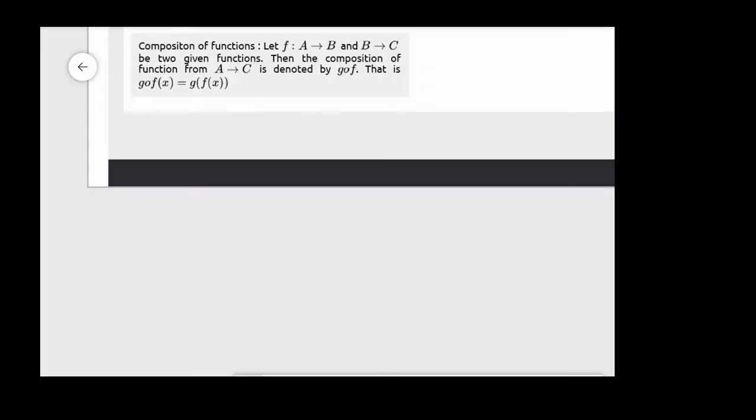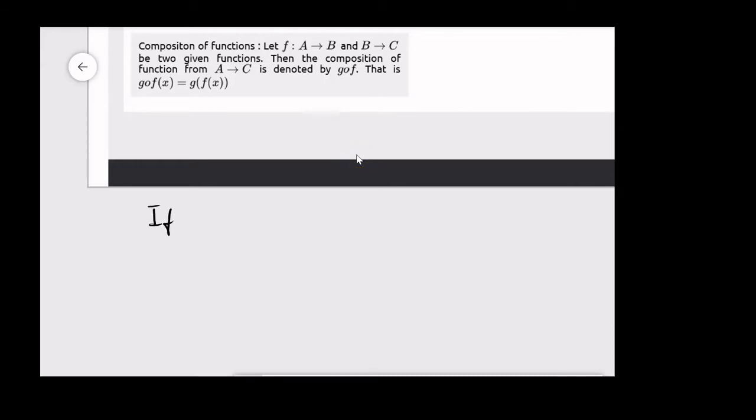Composition of functions. Let f: A to B and g: B to C be two given functions. Then the composition of the function from A to C is denoted by g∘f. That is, (g∘f)(x) is equal to g(f(x)). Now let us look into an example related to this.